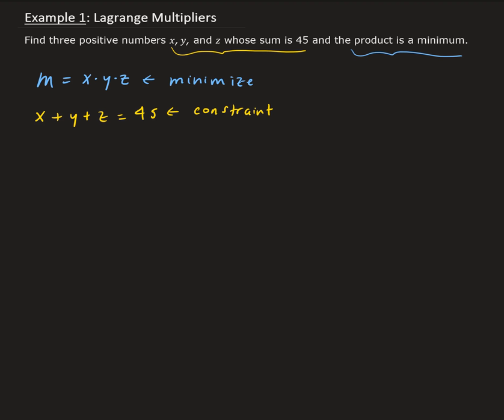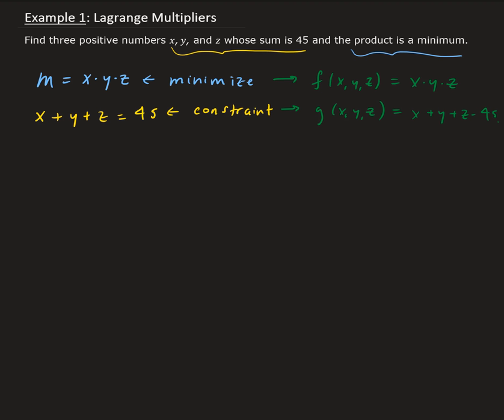We're going to let f of x, y, z be equal to the product of x, y, and z, and then we're going to let g, which will be a function of x, y, z, be equal to the difference. In this case, x plus y plus z minus 45.